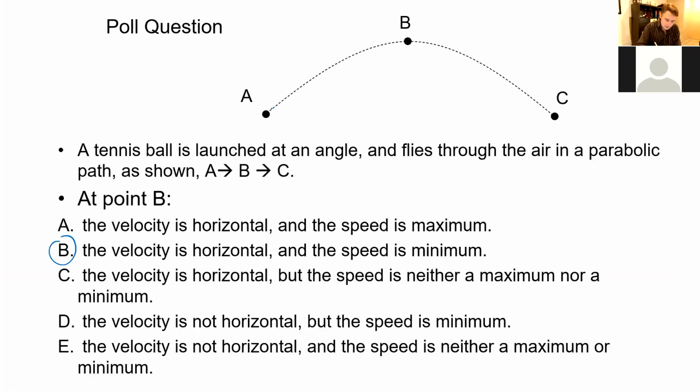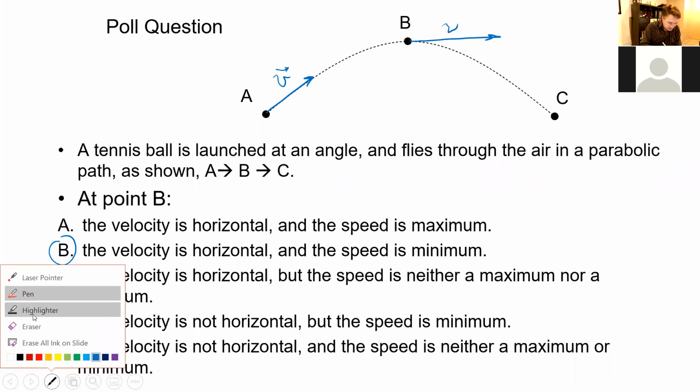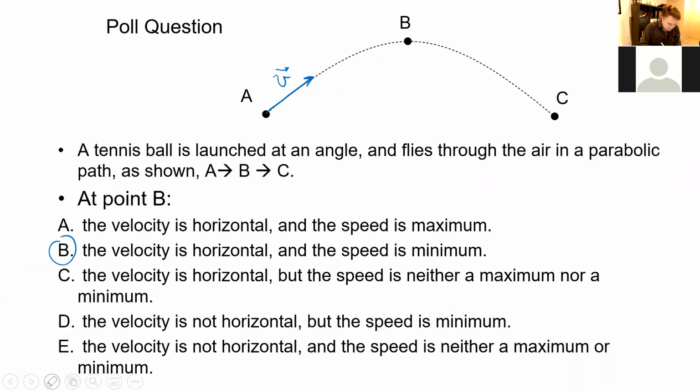The velocity is horizontal. So here's the velocity at the beginning. It's on a diagonal. At the top, the velocity is always tangent to the path, right? So what I'm saying is that I think it's going slowest at the top of its path and then it's coming and speeding up again. And the reason is that the x component is always the same, so that doesn't change.